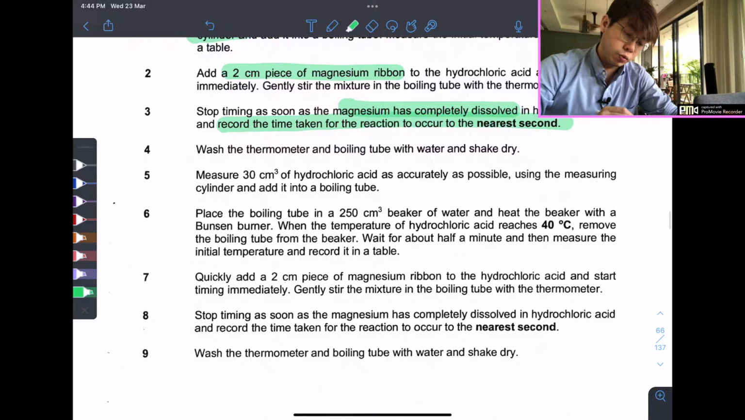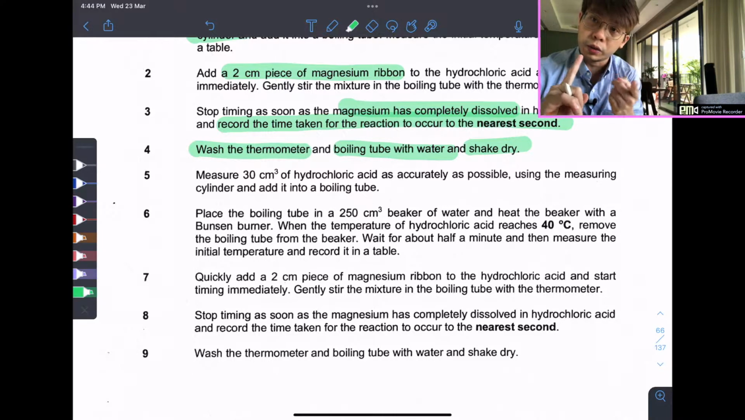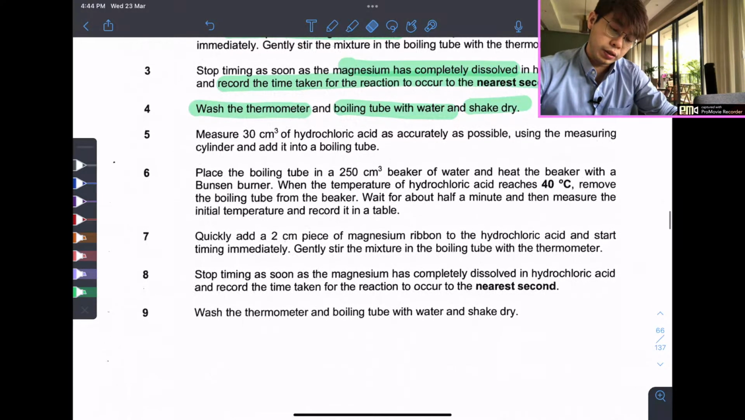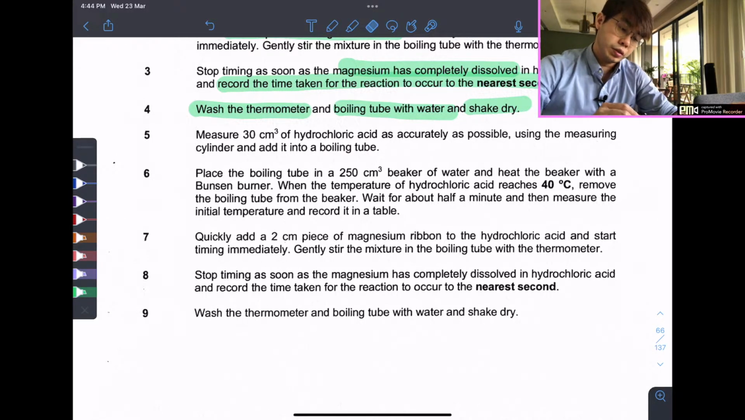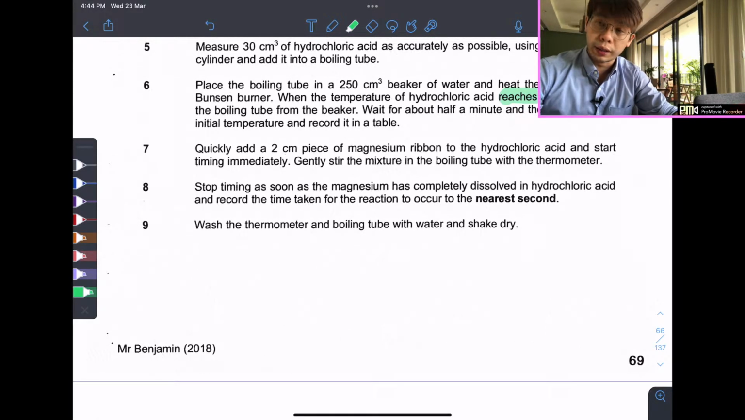Right, then they asked me to wash the thermometer and the boiling tube with water and shake dry. So they only asked me to wash the thermometer and the boiling tube. They never asked me to wash the measuring cylinder. Okay, then after that, for the second one, I measure using the measuring cylinder again, pour into the boiling tube, and then I put it in the water bath until it reaches 40 degrees. Okay, and then after that, I measure the time.